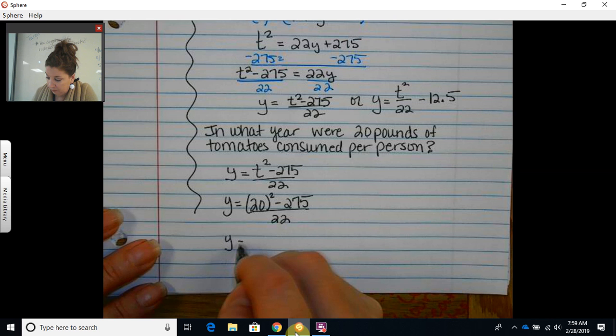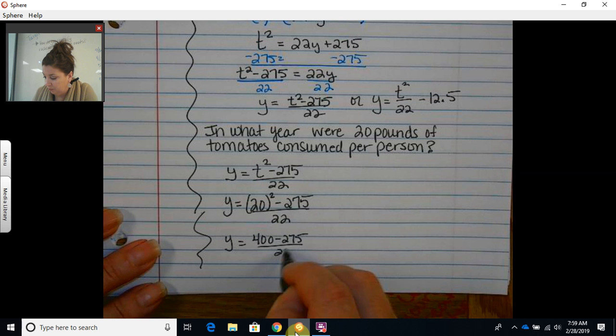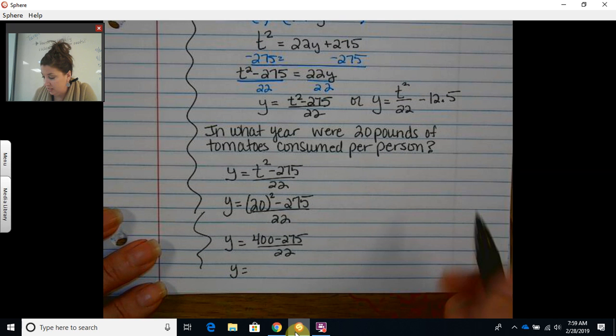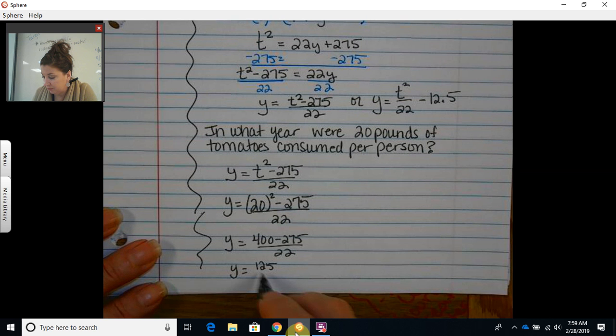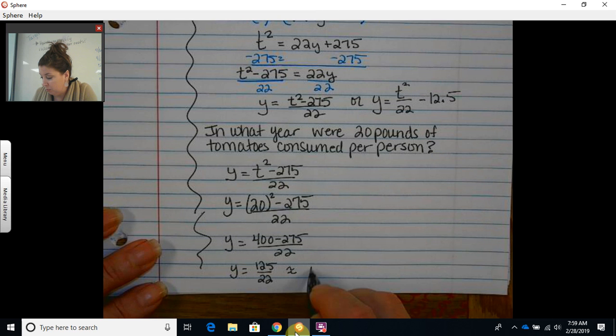What's 20 squared? 400 minus 275 divided by 22. 400 minus 275 is 125. Divide that by 22 and you get approximately 5.68.